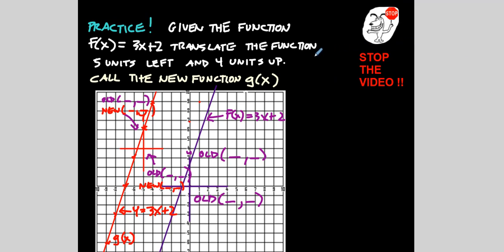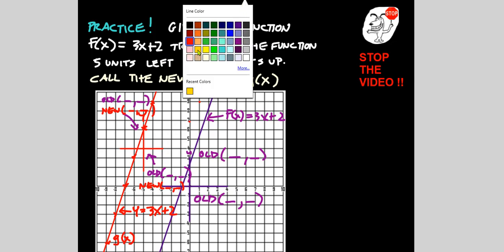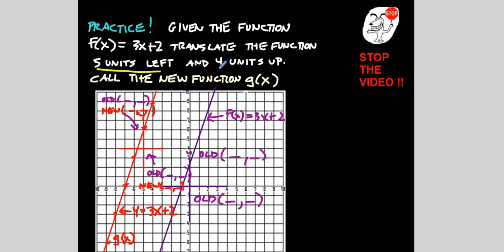Alright, let's move to the next practice problem. So given the function f of x equals 3x plus 2, which I've already graphed for you here, translate the function 5 units left and 4 units up. So we're going to go 5 units left, 4 units up, call the new function g of x. So I am starting from the old origin. I'm going 5 units to the left, right here, then I'm going 1, 2, 3, 4 units up to give me the new axes here.